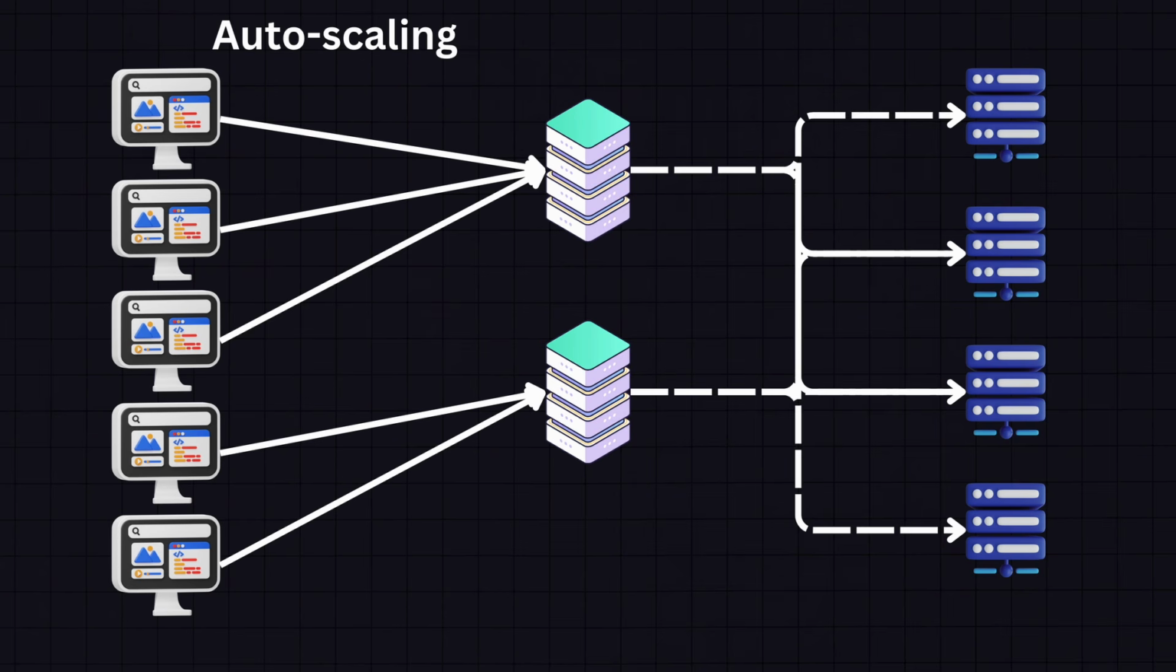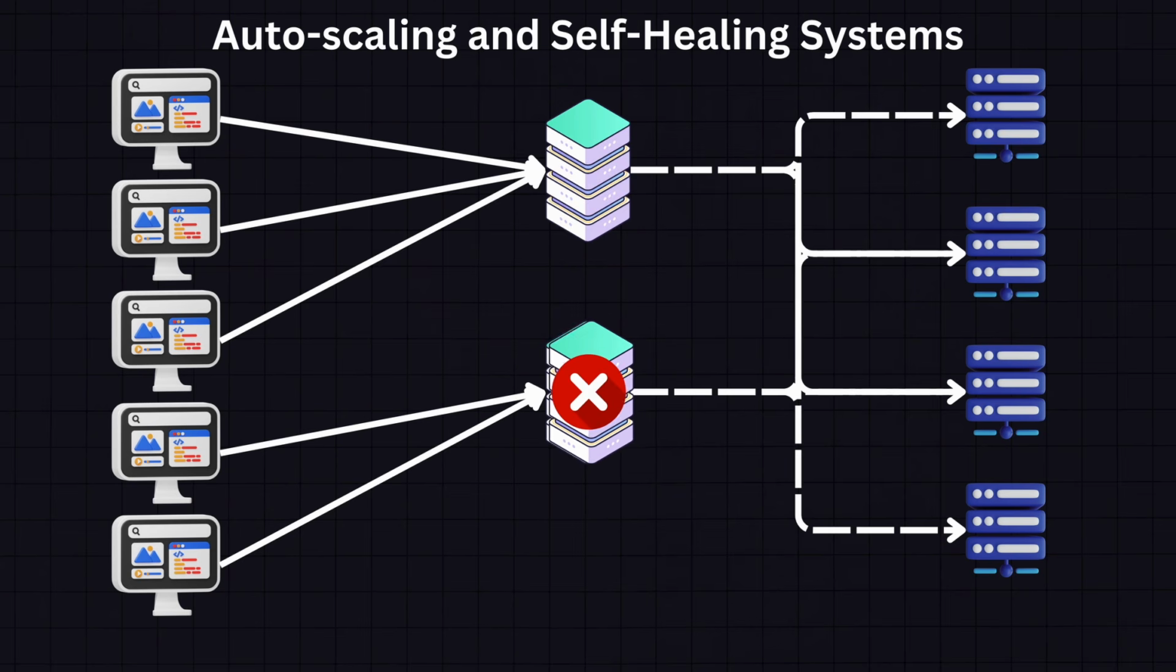We can also implement auto-scaling and self-healing systems. Some modern infrastructures are designed to automatically detect the failure of a load balancer and replace it with a new instance without manual intervention.